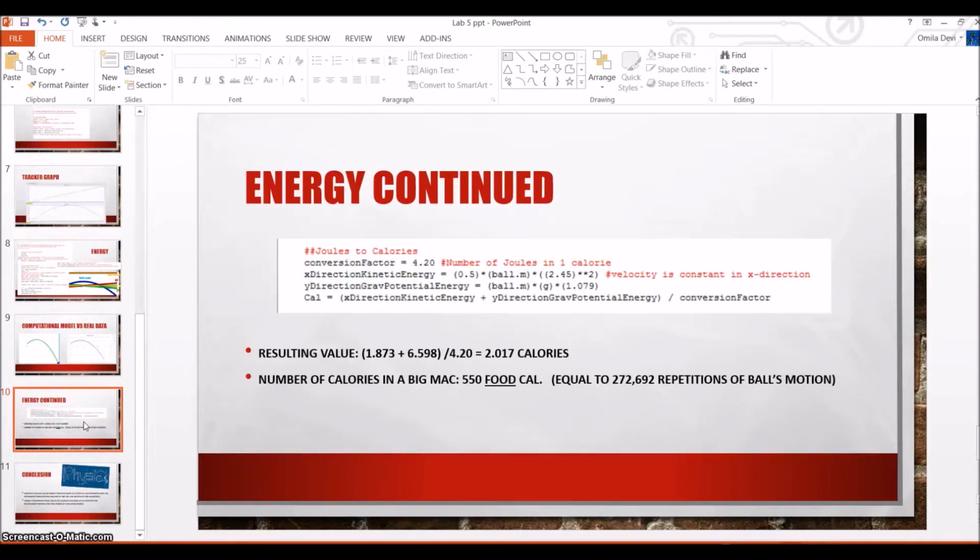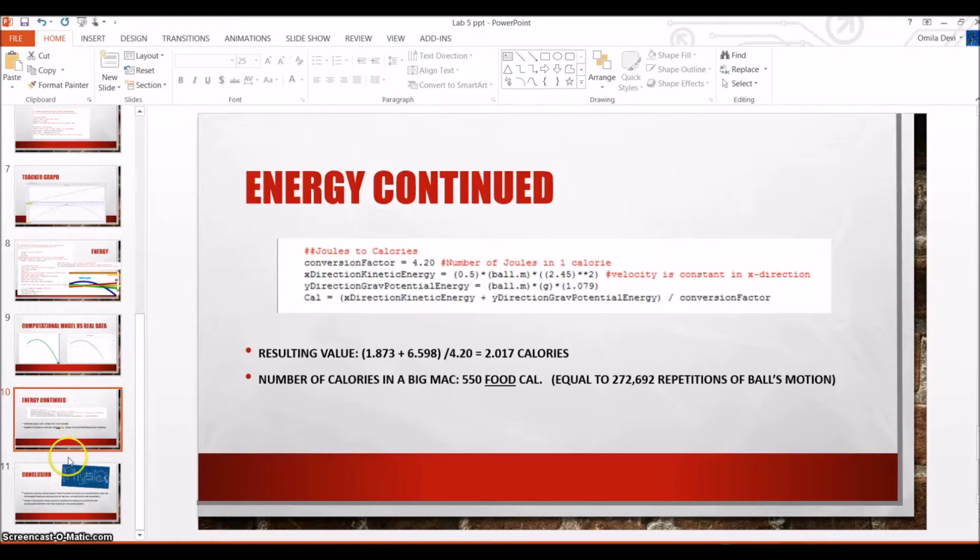Here we can see the computational model used for converting joules to calories. The conversion factor was set to 4.20 because 1 calorie equals 4.20 joules. Because the ball's velocity in the x direction remained constant, we can see here that the x direction kinetic energy was set to equal 1/2 the ball's mass times 2.45, which was the initial velocity, squared. However, we know that the ball's velocity is not constant in the y direction, which is why the y direction gravitational potential energy was shown here to equal the mass of the ball times the constant g, which is 9.8 meters per second squared, times the highest point that the ball reached during its arc-like motion, which was 1.079 meters.